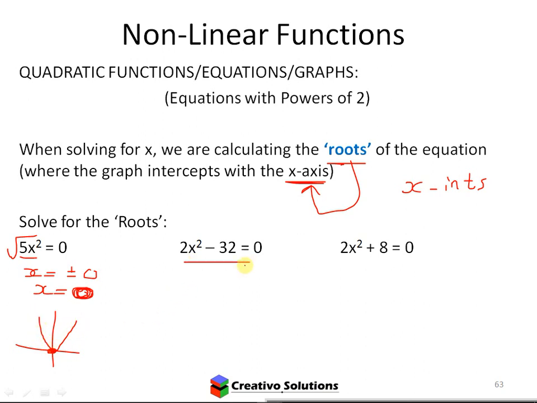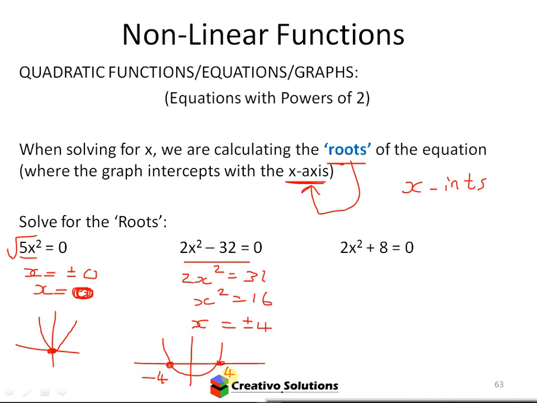What happens here? Well, let's solve for x. 2x squared equals 32. x squared equals 16. x equals plus minus 4. So what would that look like? It'll look like this. There's a minus 4 and there's a 4. So those are the roots, i.e. the values of your x, in terms of the intercepts.